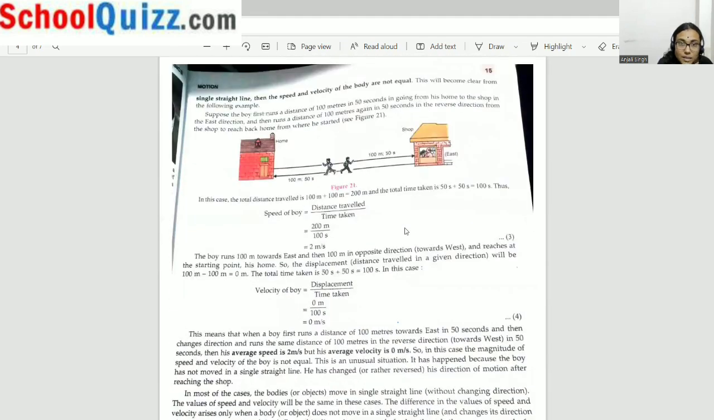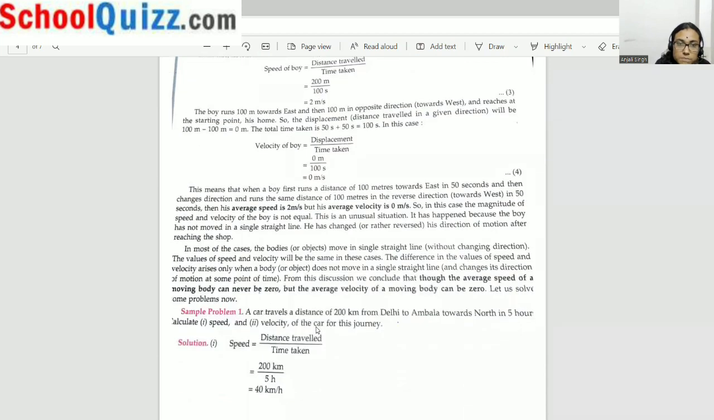Okay, so whatever is given in the slide, I have already explained to you. You can see the velocity will be 0. Why? Because the man returns. Going and coming. Going distance 100, coming distance 100, so that will be 200. Here 100 minus 100, that will be 0. So that will be 0 meter per second.